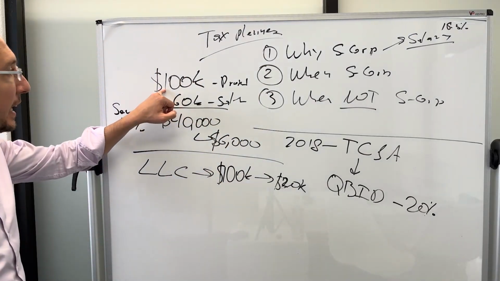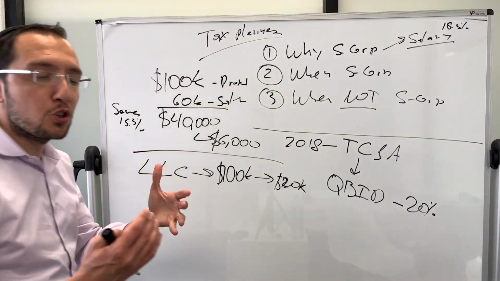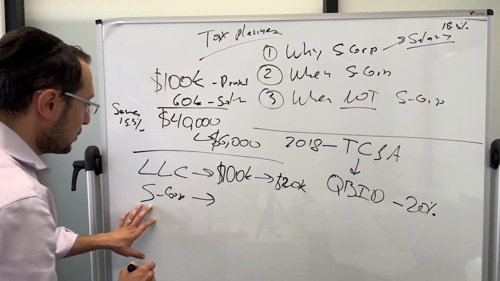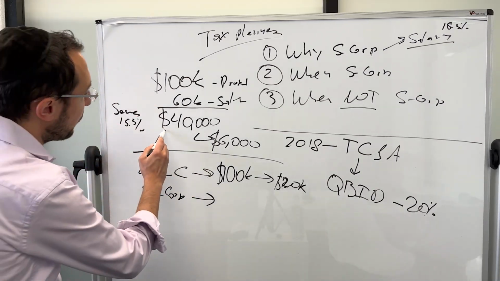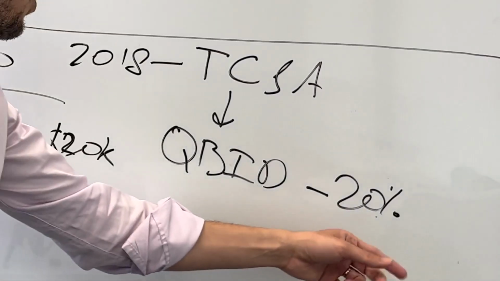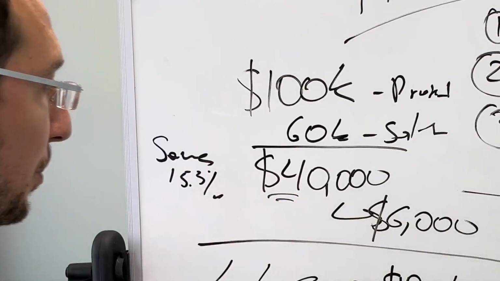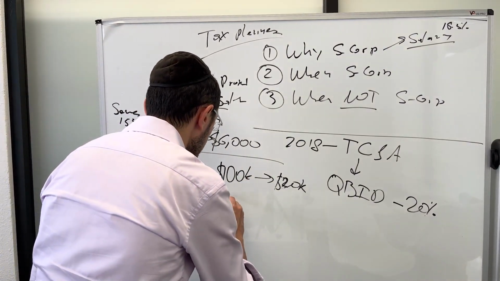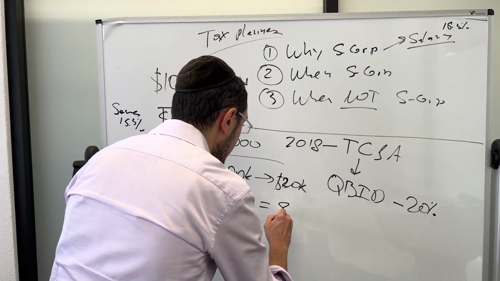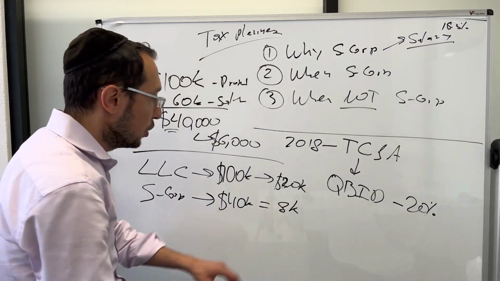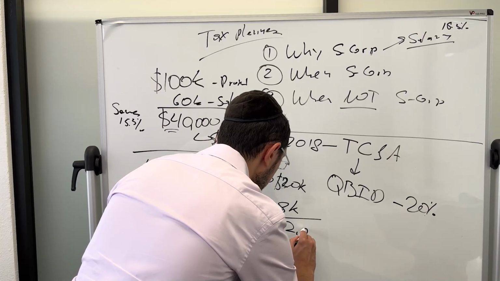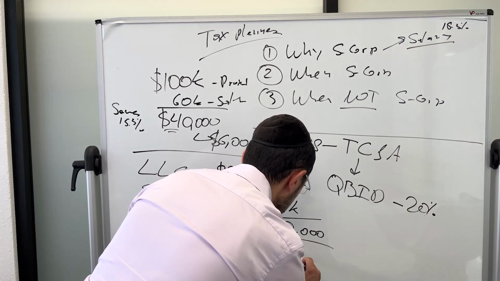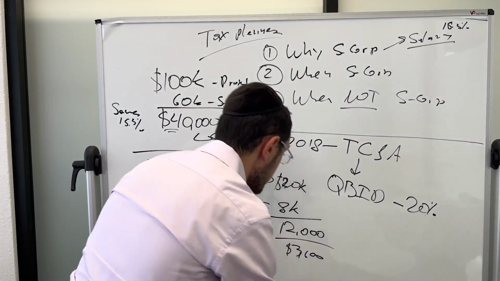Now, that is if you are a single member LLC. But what if you chose to be an S corporation with the same numbers? Your profit now is only $40,000, because remember, you can only take the 20% deduction from the lower of your taxable income or your business profit. So in this case, $40,000 will only give you $8,000 in deduction. You lost $12,000 on deduction. If you are in about a 30% bracket, ladies and gentlemen, that is $3,600 that you lost in tax savings.